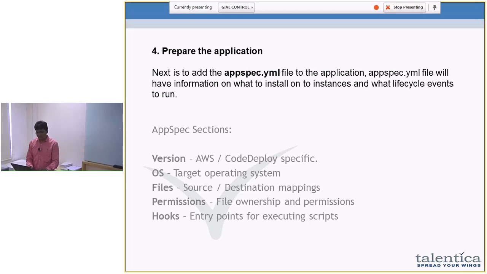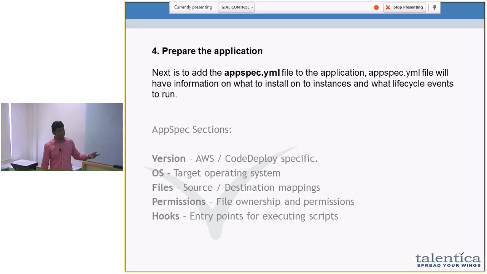The fourth step is preparation of the appspec file. This is the important step, application specific. It is a YAML file. The sections of the YAML file are: version, by default 0.0. AWS keeps it for their future use.